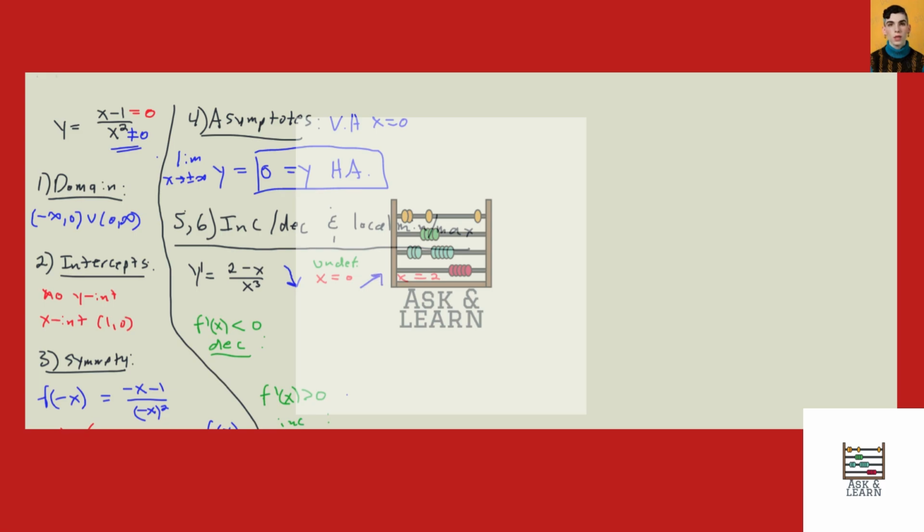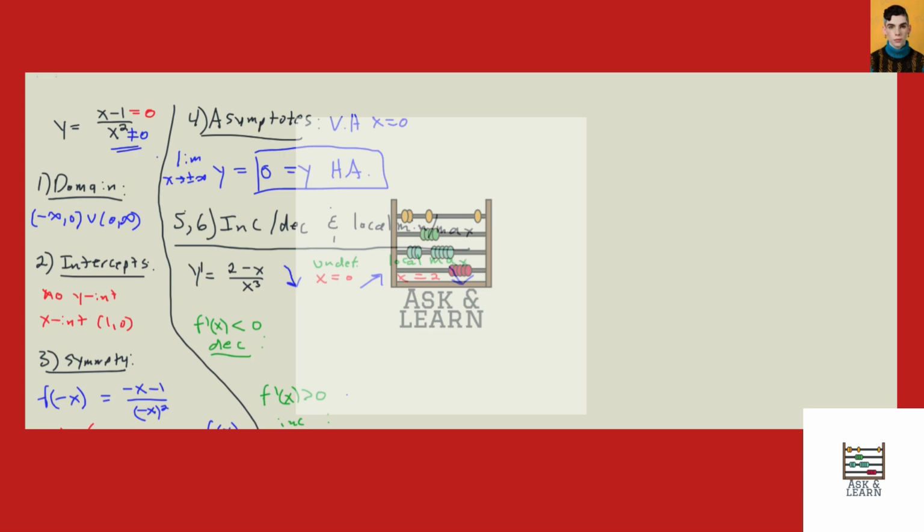And then we plug in a number larger than 2. And doing that would give us, so let's do 3. So 2 minus 3 is negative 1, and then 3 cubed is 27. So negative 1 over 27 is negative, so it would be decreasing like that. So since x is equal to 0 is undefined, by applying the first derivative test here, we would know that x is equal to 2, since it's increasing into it and then decreasing after, is a local max.